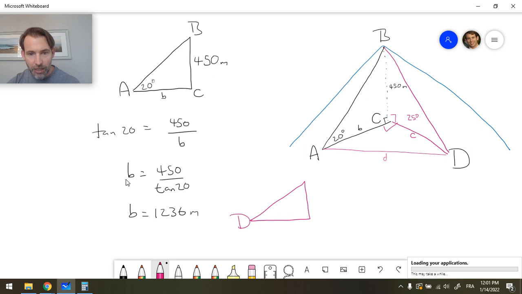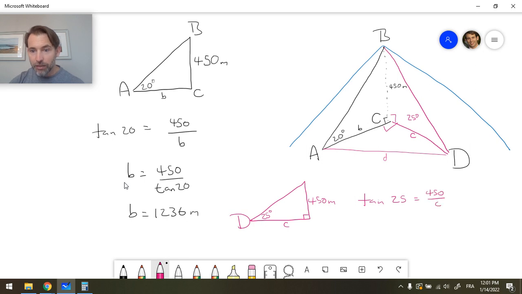Here is corner D. This is a 25-degree angle. This is still 450 meters, because that side is shared by both triangles. And we know that this is a right angle, and we're desiring to find side C. So it's the same: tan 25 is equal to 450 over C. And so some quick manipulation gives C is equal to 450 over tan 25.